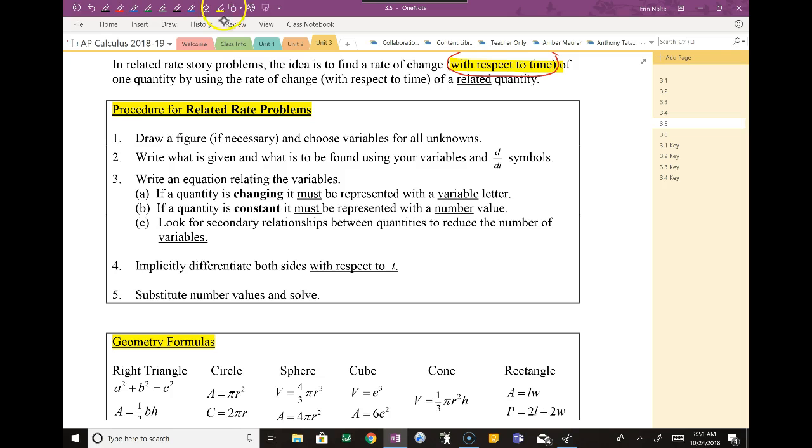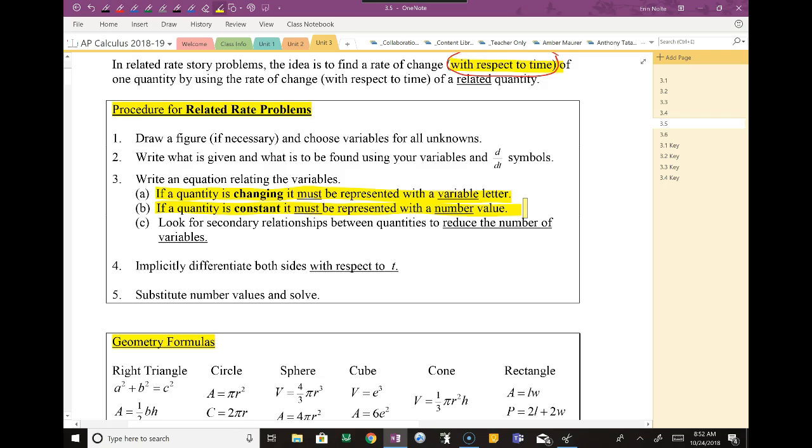Did you hear that part? That's such a huge idea, you guys. If something is changing, it has to be represented as a variable. So if I have a circle that's growing, and we're analyzing the area of this circle, the radius would be growing at some rate. So our r has got to be represented as a variable r. We can't say the r is going to be 5, because it's not always 5, right? It's always growing. Constants, something that stays the same, is going to be represented by a number.